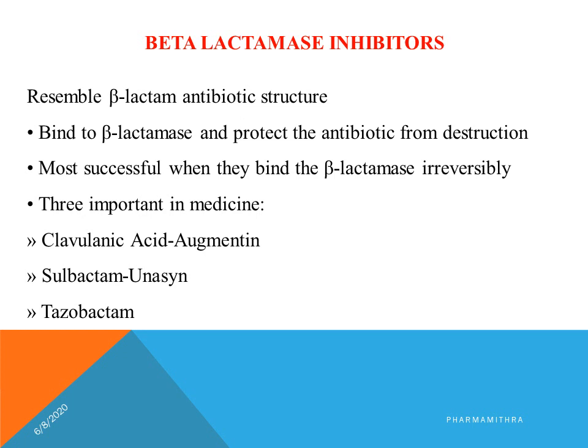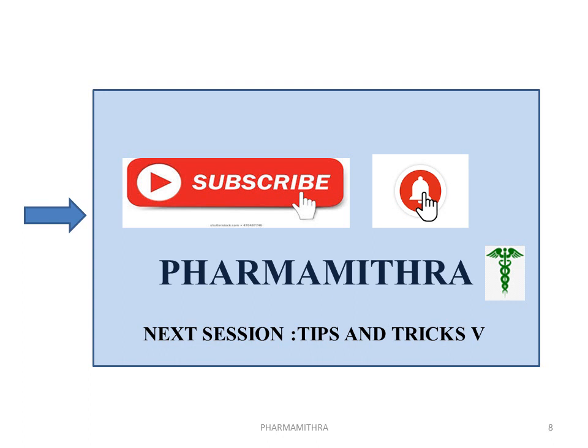Second inhibitor is sulbactam, under the name Unasyn. It is a semi-synthetic beta-lactamase inhibitor related to clavulanic acid. The combination of ampicillin plus sulbactam is Unasyn. And third inhibitor is tazobactam. The combination of piperacillin plus tazobactam is given as an antibacterial. By this, we come to the end of the session.